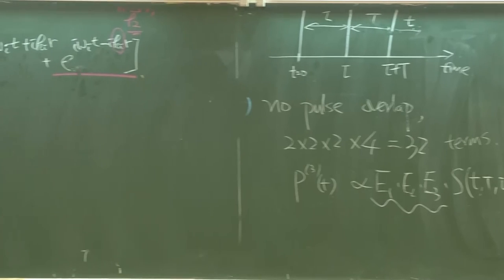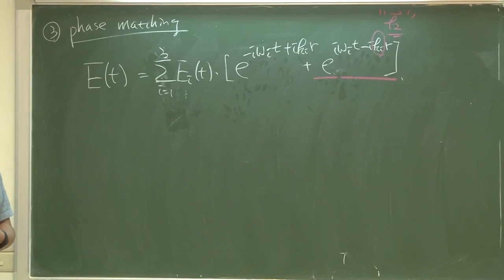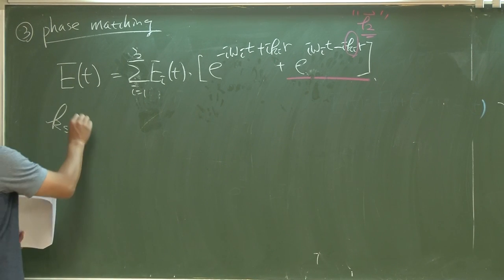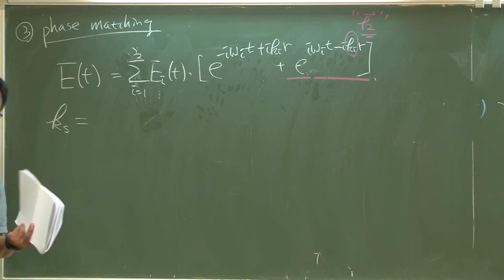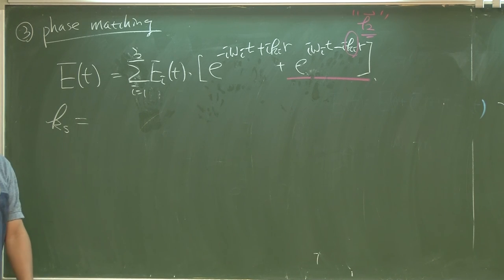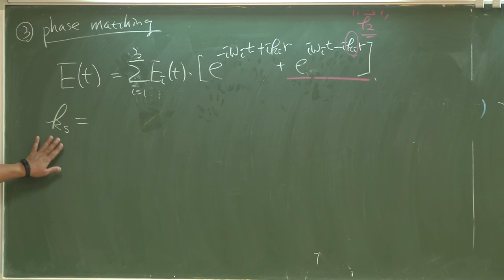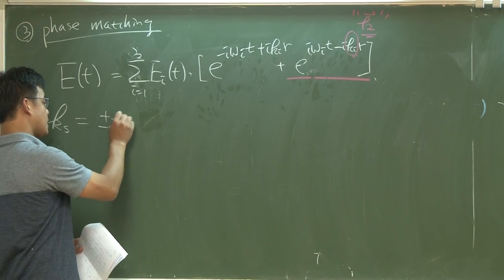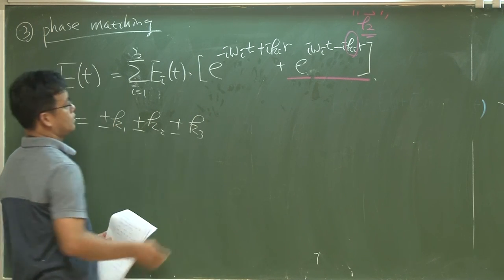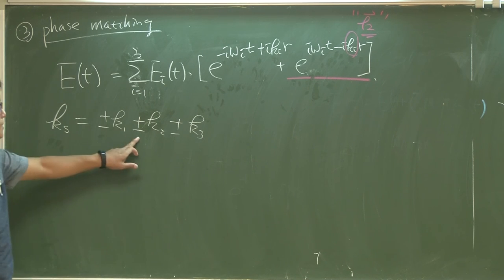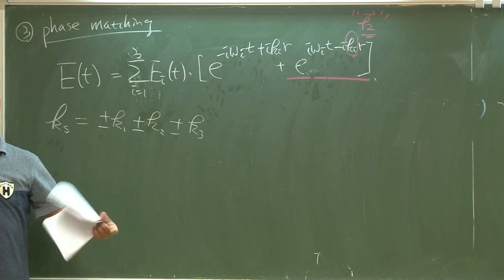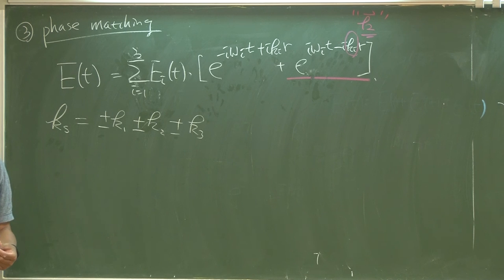And by the law of conservation of momentum for photons, the signal must come out, because each time you can pick up an absorption or emission part, they have different wave vectors. So this signal can be plus minus k1, first pulse, plus minus k2, plus minus k3. You see, in total, there are eight different directions. So the signal comes out at different combinations of the wave vectors.